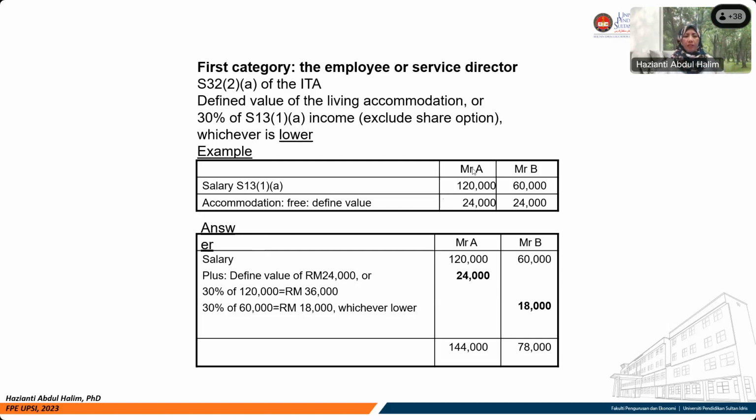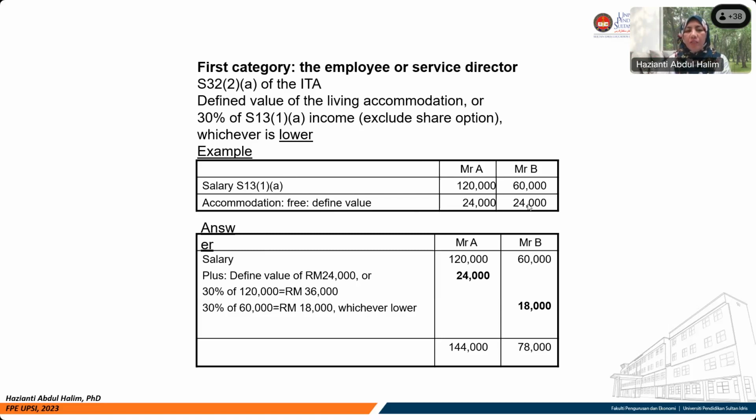Alright, so look at this example. We have Mr. A and Mr. B. I'm lazy to put names, so A, B, C is easier. Here I cut the calculation short and give you the salary directly. Let's say Mr. A and Mr. B only have salary under section 31A, and nothing under 31B. So we just take the 31A salary: Mr. A 120,000, Mr. B 60,000. Let's say the accommodation defined value is 24,000. We give the market value as the same, 24,000.